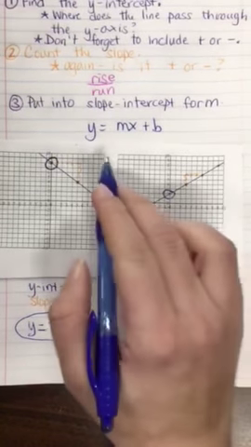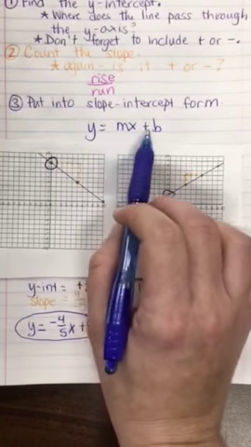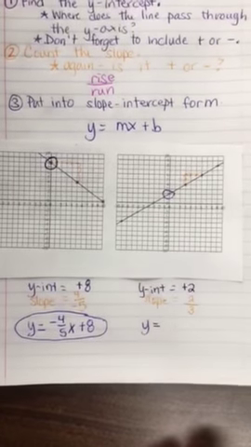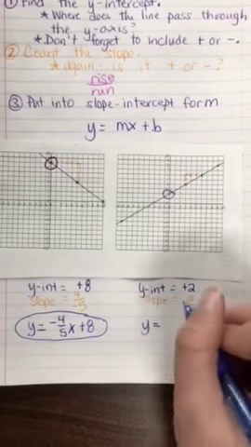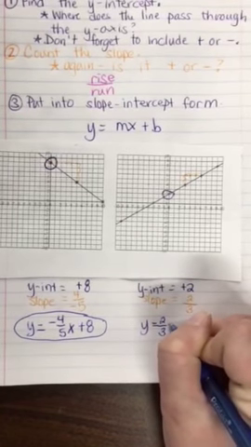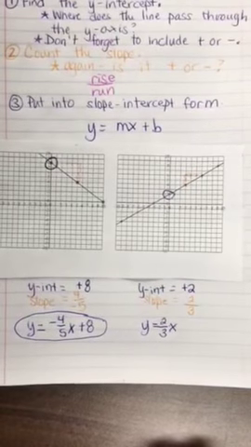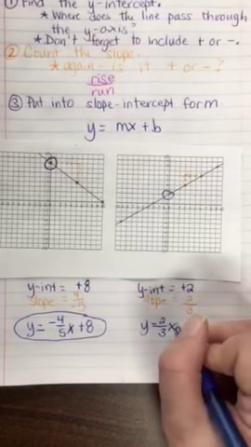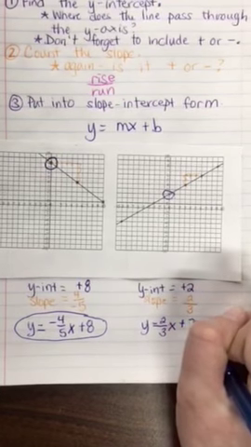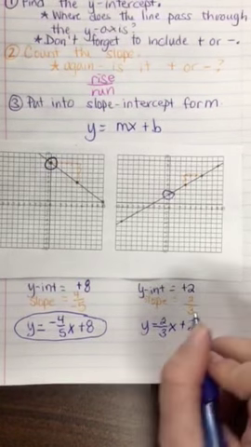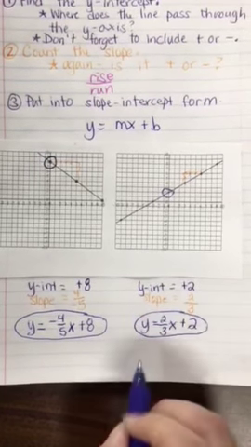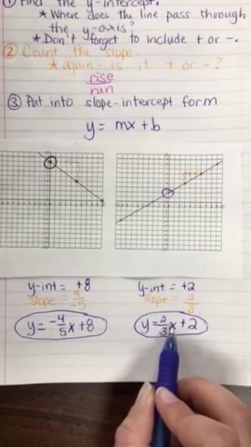So plugging that into my equation, y equals mx plus b. Y equals, m is my slope. I said my slope was a positive 2/3. That's always our coefficient of x. It always goes in front of the x. Plus, because I have a positive y-intercept, 2. So the equation that goes with this graph is y equals 2/3 x plus 2.